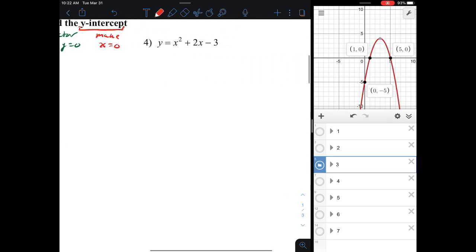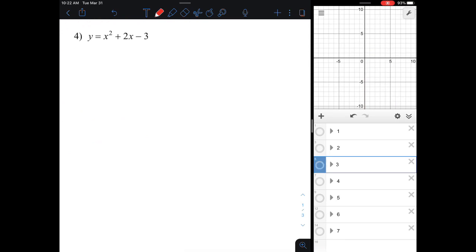All right, let's do another one. I'm looking here at number 4. I want to do the same thing. I want to find my x-intercepts and my y-intercept. I'm going to go through the x-intercepts first. We're going to make y 0 and solve for x.